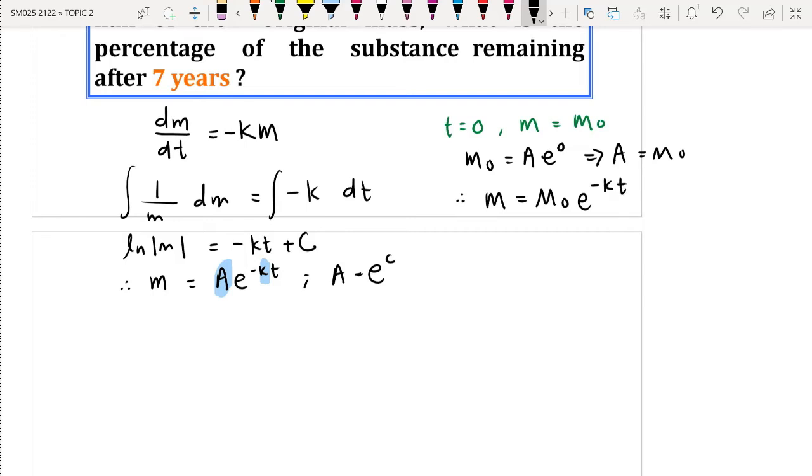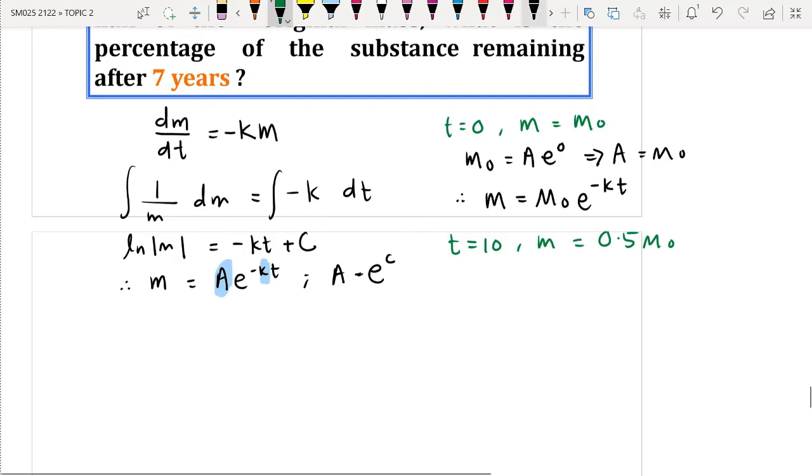Settle with the first part. Now we have to find the value for k. Using the info in the question, it says that after 10 years, so when t is 10, the mass would be half of its original. So if our original is M0, half of it would be 0.5 M0, or you can put half M0, up to you.